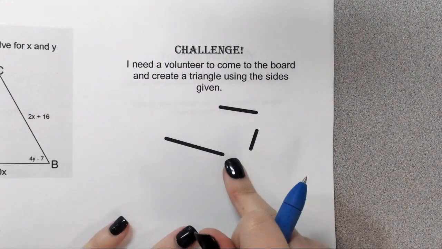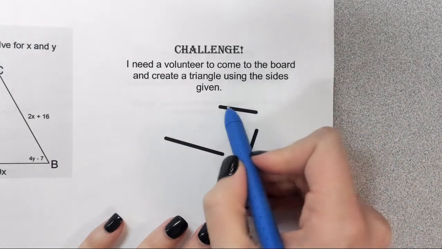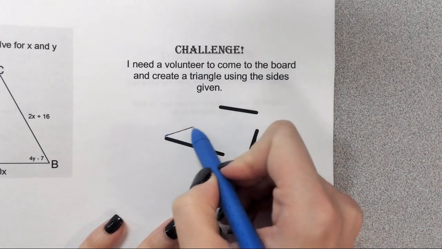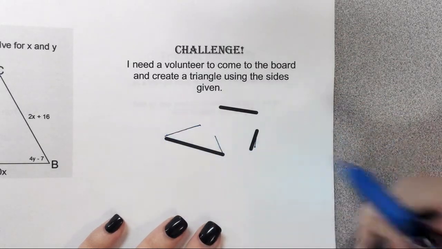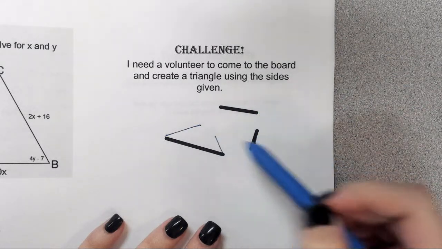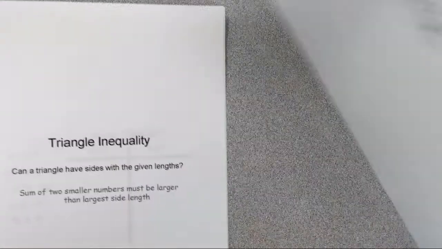So, if I were here, we would be doing this challenge problem. The issue would be that we would need to make a triangle out of these three things, and it would be about this length and this length. We cannot make a triangle out of these three segments, and today we're going to talk about why.